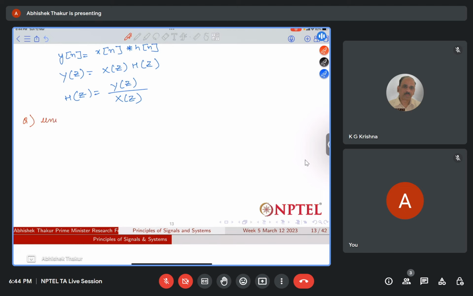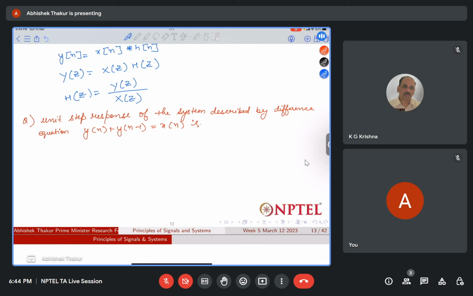Find the unit step response of the system described by the difference equation y[n] + y[n-1] = x[n]. So we have to find the unit step response of the system that is described by the difference equation y[n] plus y[n-1] equal to x[n].